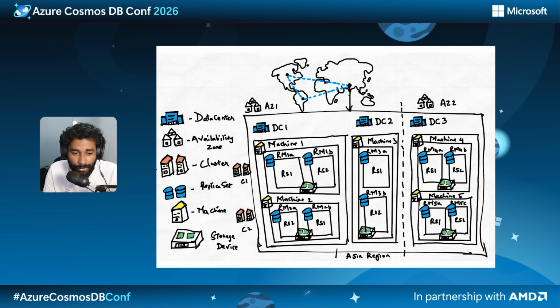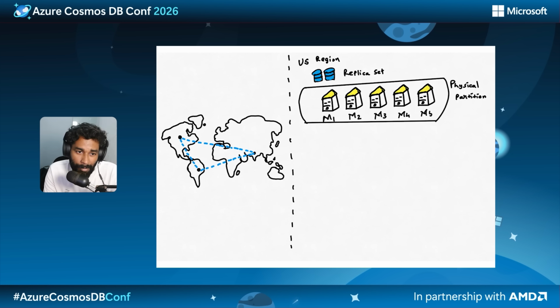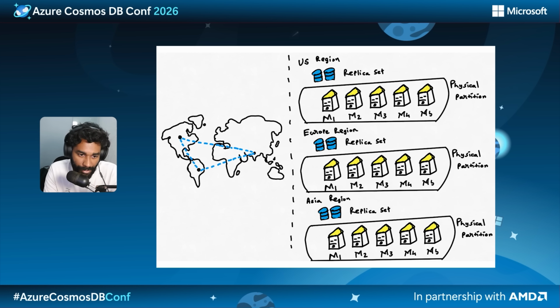Another important concept that you need to understand is the replica set. If you consider here, RS1 is one of those replica sets and it is spanning across multiple machines, across multiple data centers, across multiple availability zones. So if you take a replica set as one entity, this forms a single physical partition. And that goes the same with other regions as well. The same concept, you will have multiple replicas and you will have multiple copies of your data across those different replicas.